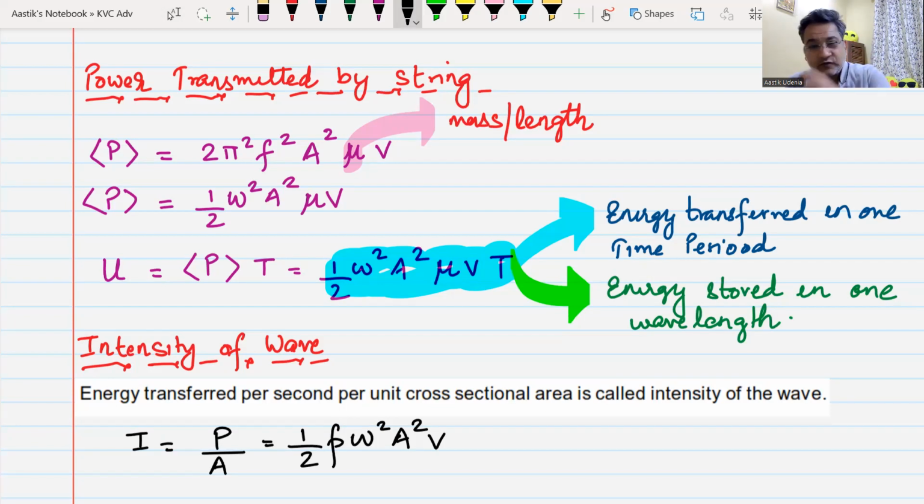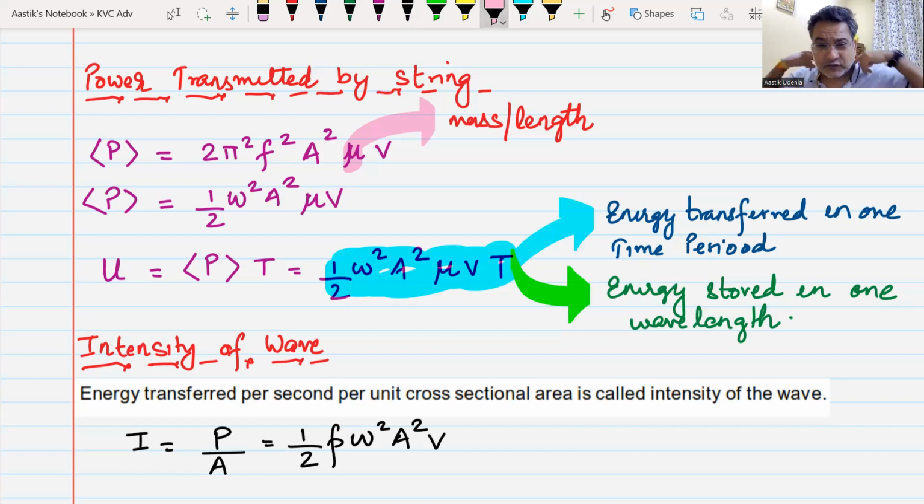Now, this formula is valid for all types of waves, whether it is a longitudinal wave or any other wave, because rho is the density of the medium. It is not mass per unit length, because in air you cannot find mass per unit length. What is the mass per unit length of air? You can't, but you can find the density of air. And this becomes the universal formula for a wave.